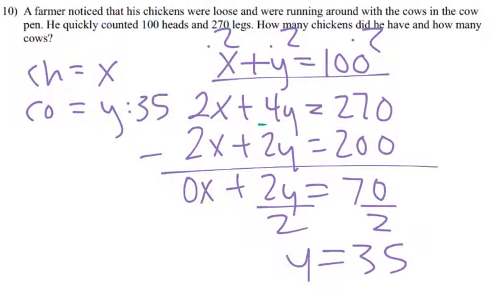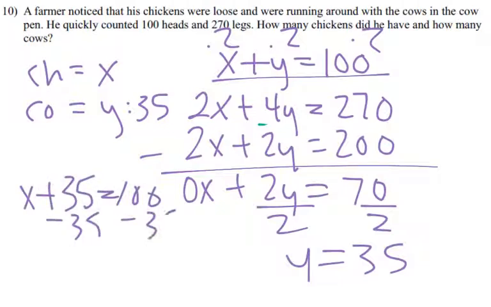Then we just take one of our equations and say, well, I know we've got 35 cows, so we just subtract it from 100, and we get 65. Now, wasn't that one very quick? Yeah, that's why I like elimination. Tends to be the quickest one.